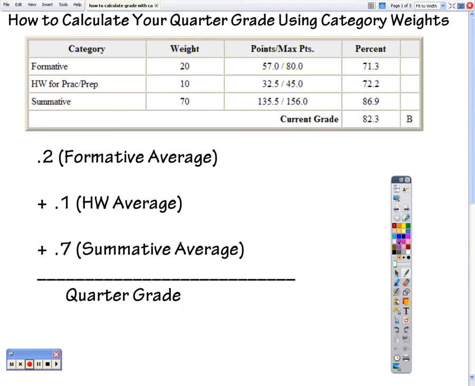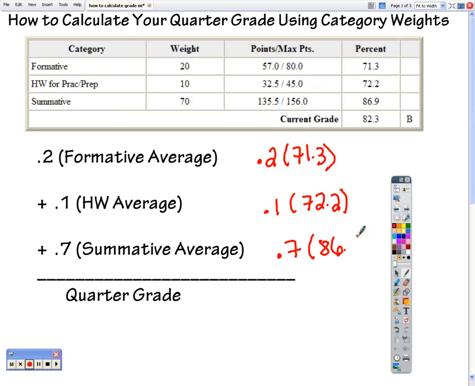Because the way the whole quarter grade is calculated is by taking the percent of the category times that category's average. So, for example, this would be 0.2 times 71.3, because the formative average for this student is 71.3. Then the homework average and the summative average. Multiply each of these values, and when you add them together, you get the quarter grade.